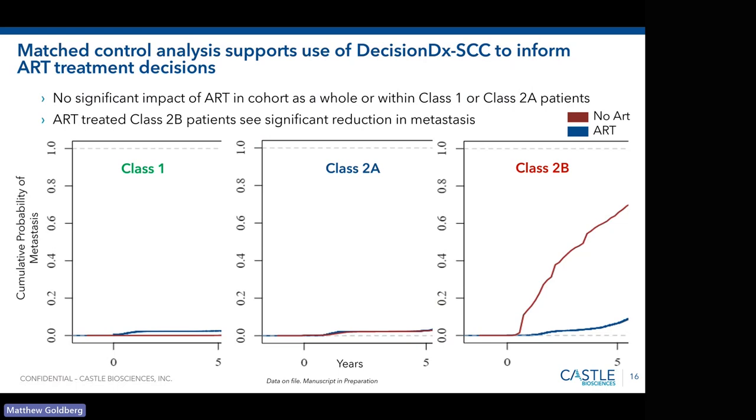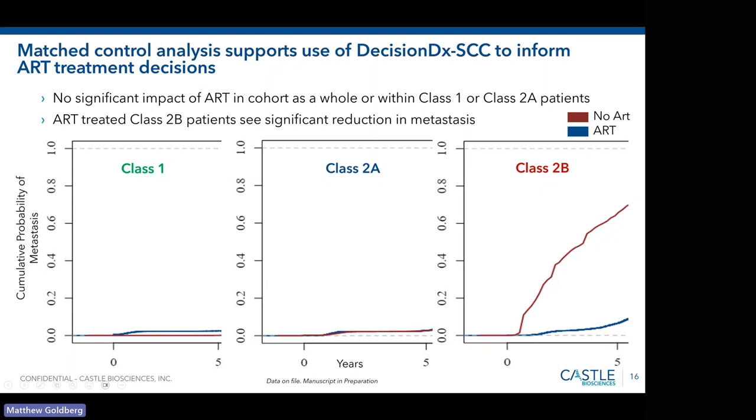We look next at the combined validation cohort of 954 patients in a matched control analysis to evaluate DecisionDx-SCC's ability to identify patients who will benefit from adjuvant radiation therapy. While all of the patients are eligible for consideration of ART based on broad management guidelines, the DecisionDx-SCC test is able to find the group of patients who will significantly benefit. When looking at the class 2B graph on the right, ART is associated with a marked improvement in metastatic rate, as seen by the blue curve on the bottom right.